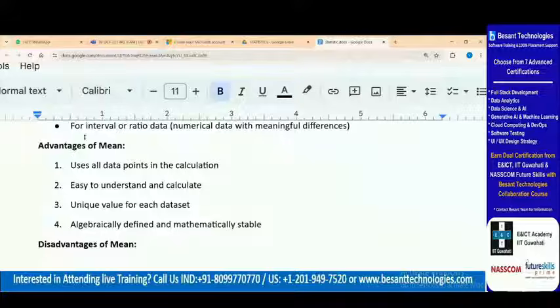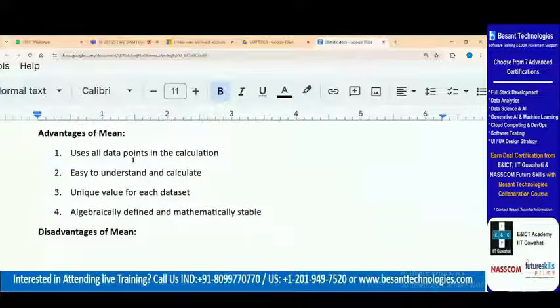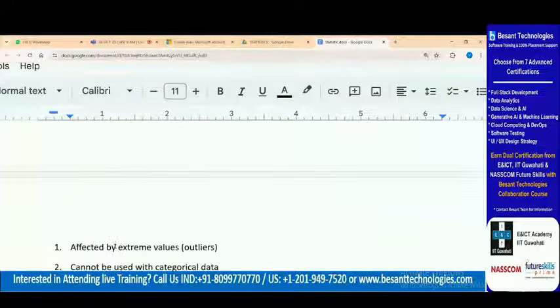Then the advantages of the mean are that you use all data points in your calculation. That is one of the advantages. And it is easy to understand and calculate. You have a unique value for each data set, it is algebraically defined, and it is also mathematically stable. So those are all the advantages of the mean.